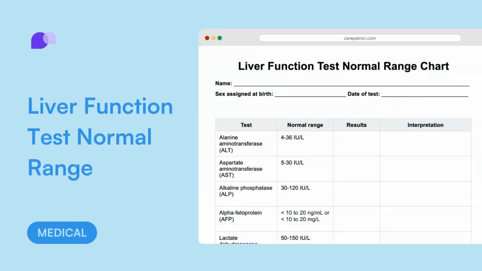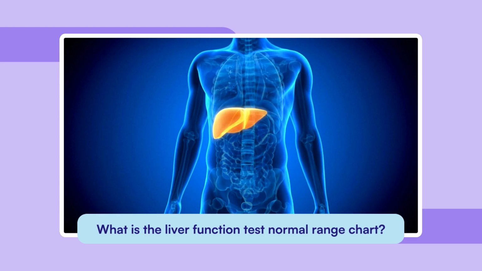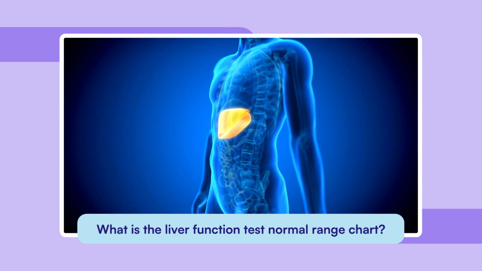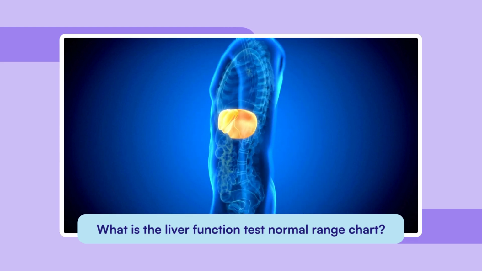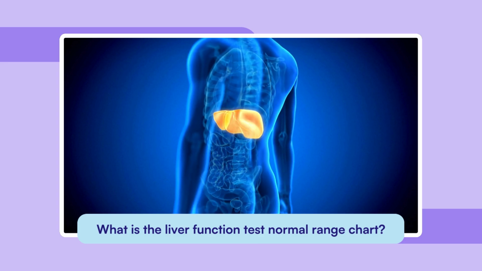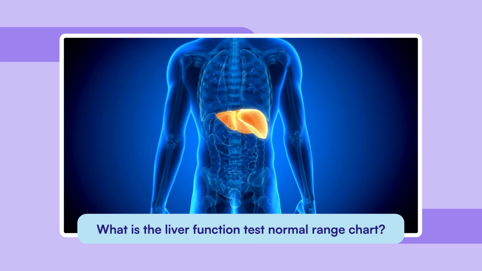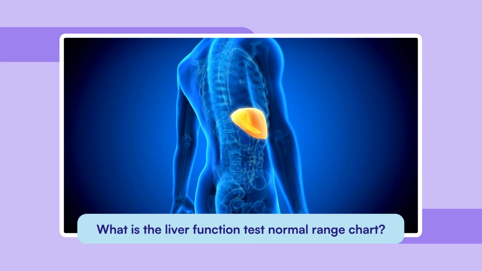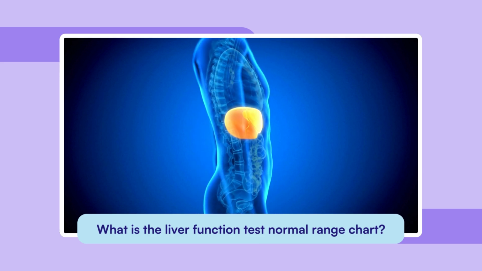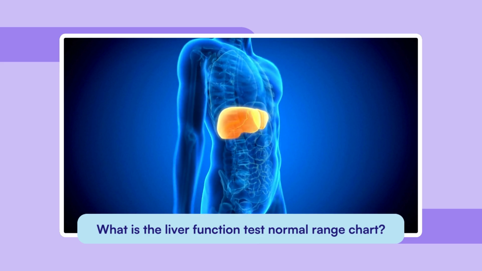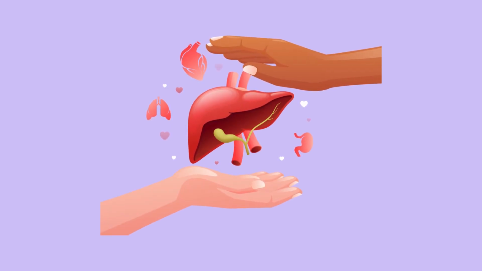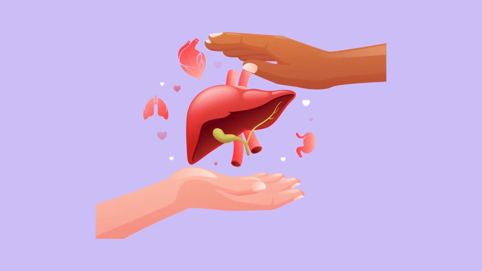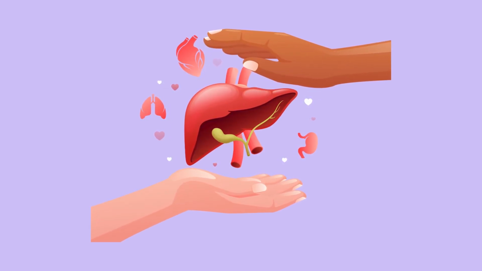A liver function test normal range chart is a vital resource used to assess the health and functionality of the liver. This chart acts as a reference guide for healthcare professionals, enabling them to interpret the results of liver function tests accurately. The liver is a critical organ responsible for filtering harmful substances from the blood, aiding in metabolism, producing bile, supporting immune function, regulating hormones, and much more.